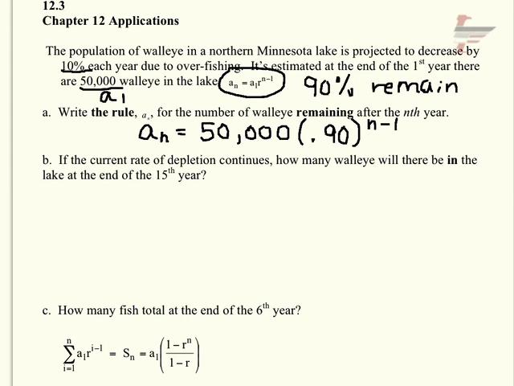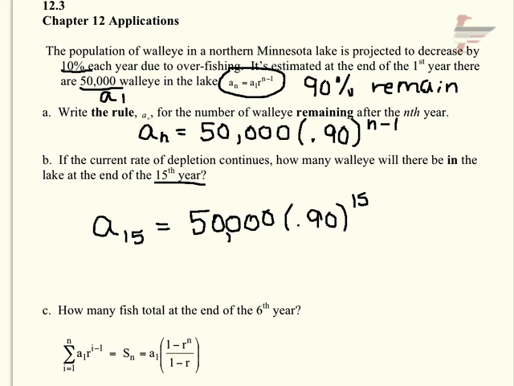Part B says if the current rate of depletion continues, how many walleye will be in the lake at the end of the 15th year? So I'm going to use my rule and plug in 15 for n. So 15 minus 1, and dump that in your calculator, and you get 11,438, and it's fish, so make sure you round it. You're not going to have part of a fish.